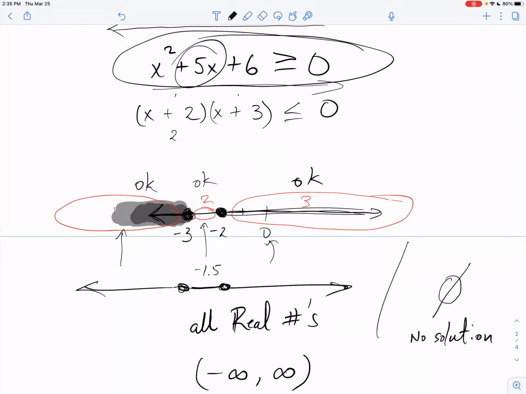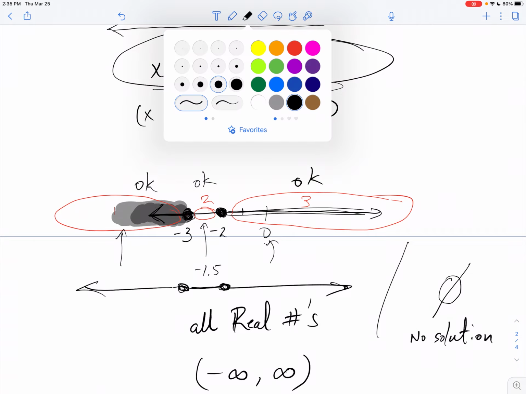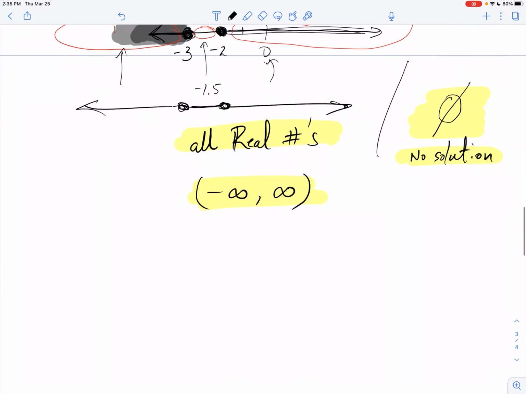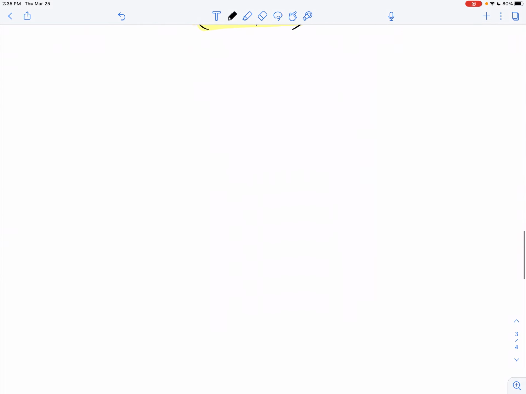You will either have one of these 4 answers. Oh, I got to change that color. That's horrible. Sometimes you get all real numbers, which is this in interval notation. Sometimes you get a no solution situation. But the one that is on the AP Calc Summer Packet does not follow that pattern. The one on the AP Calc Summer Packet is like this.